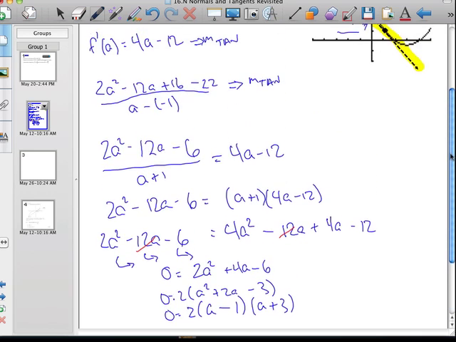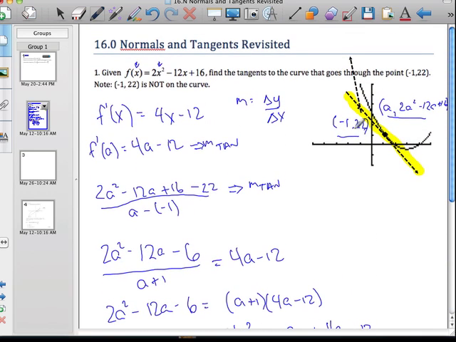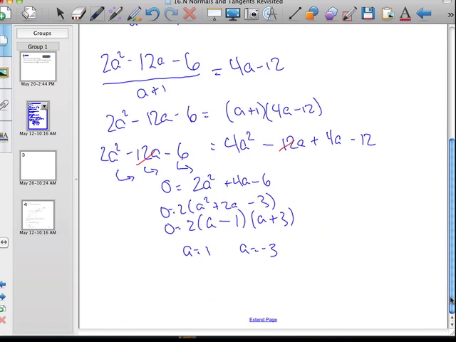So what this means, going back to my sketch, is that this a value could be the 1, and the point up here would be the negative 3. Next, I actually have to find the tangents. There are two different tangent lines, so I'm going to find two different lines. Let's use a equals 1 first. To find the slope of the tangent, I know it's the derivative. The derivative was 4a minus 12, which ends up being negative 8.